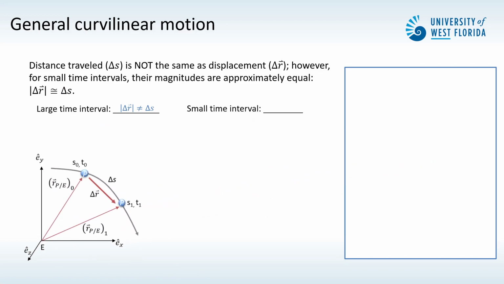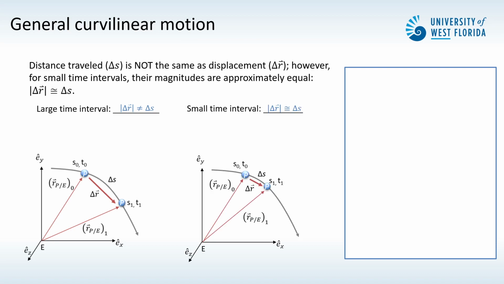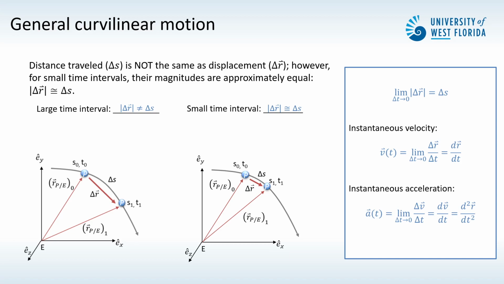Distance traveled, delta s, is not the same as displacement, delta r. However, for small time intervals, their magnitudes are approximately equal. So the limit of delta r as delta t approaches 0 is delta s. Then, if the velocity is the limit of delta r over delta t as delta t approaches 0, the velocity is dr/dt. Similarly, if acceleration is the limit of delta v over delta t as delta t approaches 0, then acceleration is dv/dt, which is the same as the second derivative of the position vector with respect to time.